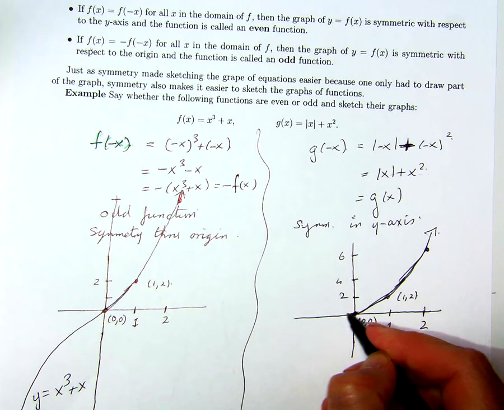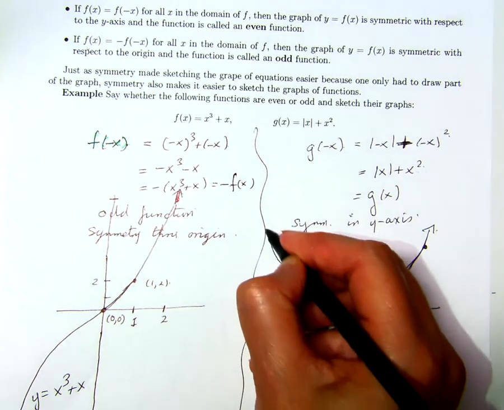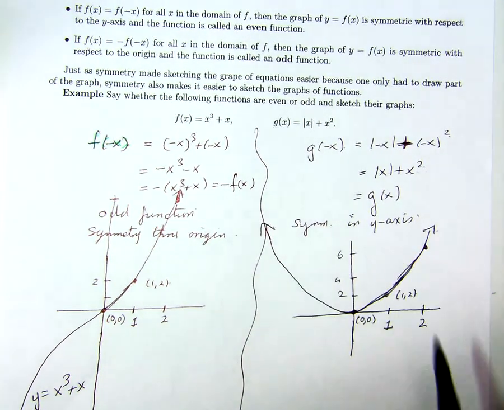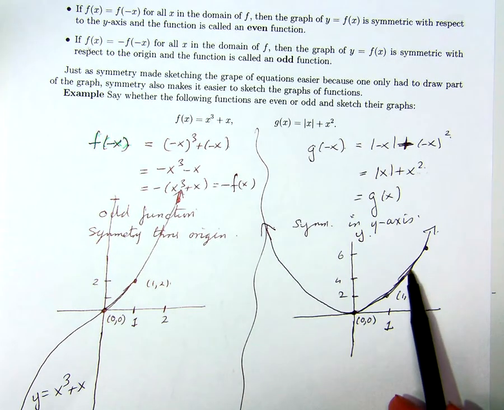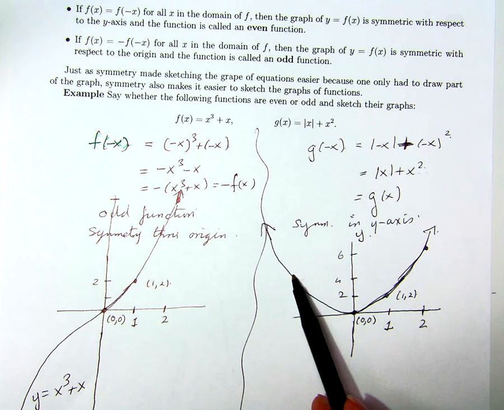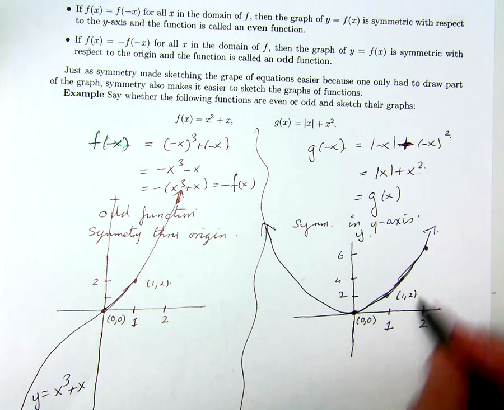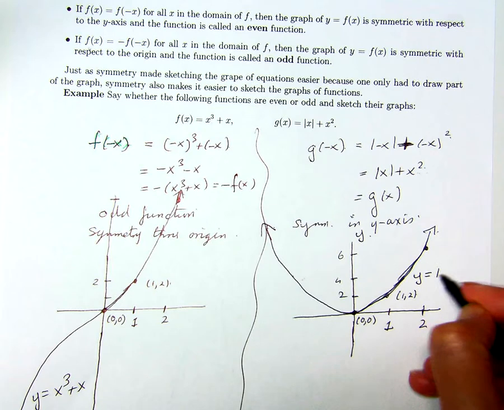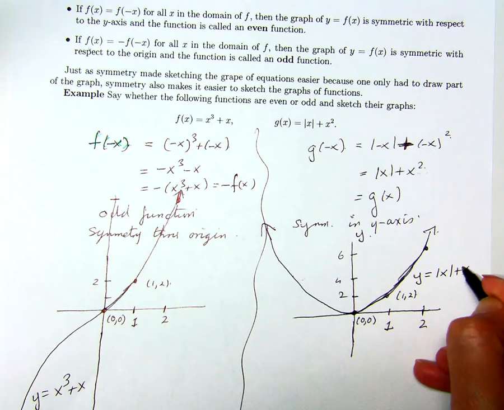And then the other side is a copy of that by reflection in the y-axis. So we don't really need to get points here. We know that this is just a reflection of this one in the y-axis. So this is our graph of y equals the absolute value of x plus x squared.